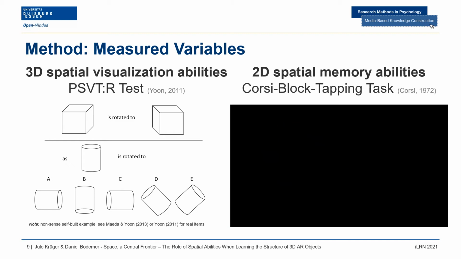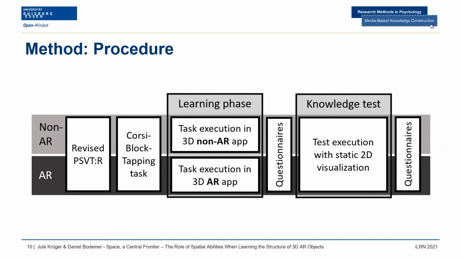with different questionnaires. The procedure of the study included first the 2 spatial ability tests, then the learning phase, which differed for the 2 groups, AR and non-AR, then the questionnaires on the additional variables in reference to the learning task, then the knowledge tests, and in the end, again the questionnaires in reference to the knowledge test.